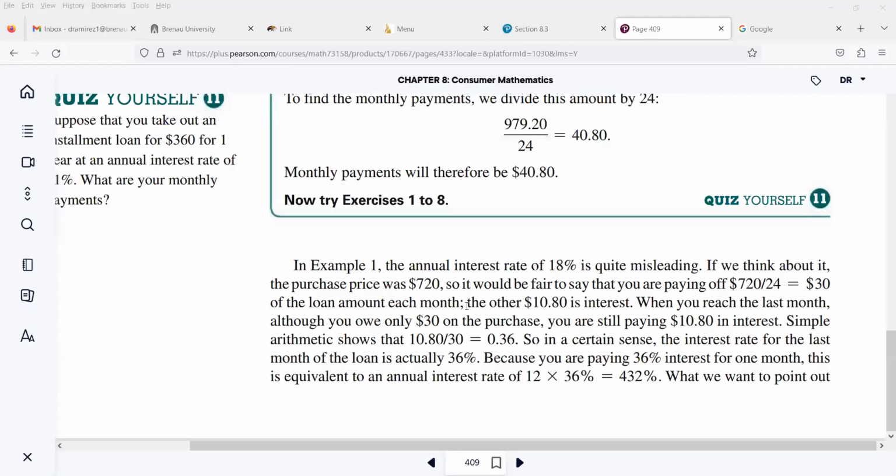Now let's read the next part. In example 1, the annual interest rate of 18% is quite misleading. If you think about it, the purchase price was $720, so it would be fair to say that you're paying $30 of the loan amount each month, and the other $10.80 is interest. When you reach the last month, although you owe only $30 of the purchase, you are still paying $10.80 in interest. Simple arithmetic shows that $10.80 over 30 is 0.36 or 36%. So that's 18% the first year and 18% the second year. In a certain sense, the interest rate for the last month is actually 36%. Because you are paying 36% interest for 1 month, this is equivalent to an annual interest rate of 432% or 4.32.